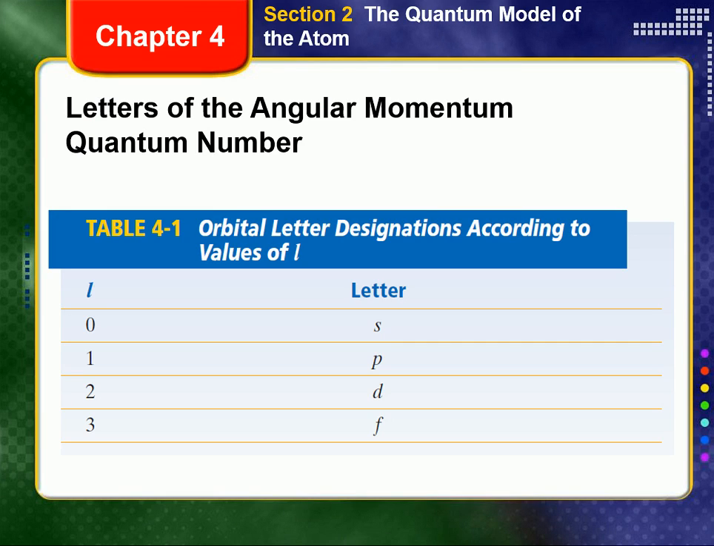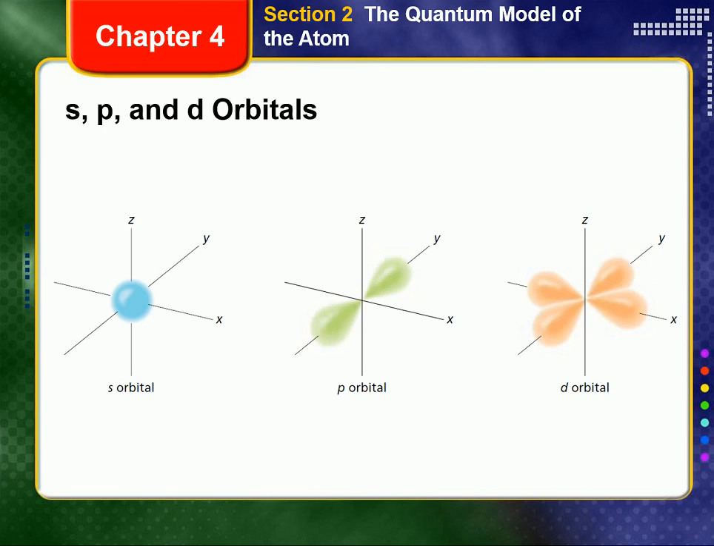Depending on its value of L, an orbital is assigned a letter, as is shown in Table 4-1 on page 102 of your text, or on the screen now. As is shown in Figure 4-13 on page 102 of your text, or on the screen now, s orbitals are spherical. P orbitals have dumbbell shapes, and d orbitals are more complex. The f orbitals and their shapes are too complex to discuss here.